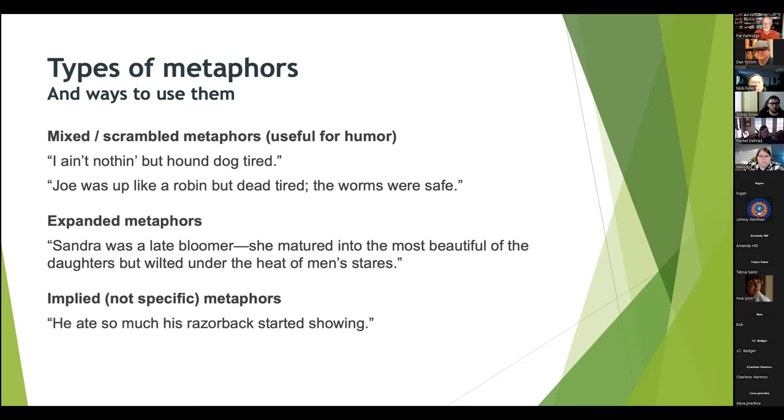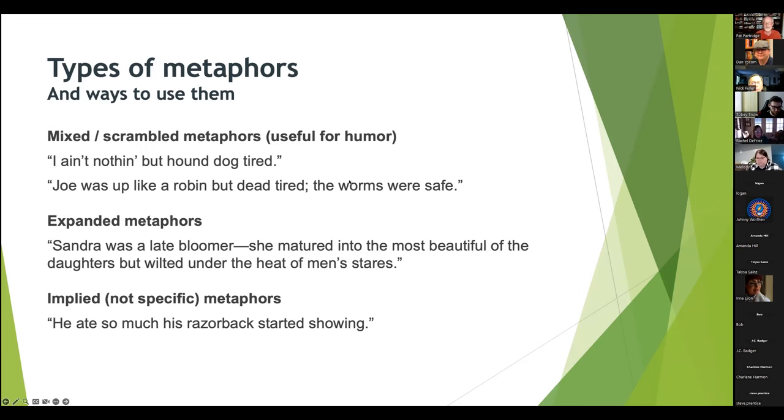It was an implied metaphor. He ate so much, his razorback started showing. Okay, who has trouble getting that? Or who would like me to explain that one? A razorback. Well, I know razorback is a type of pig. Right. I don't think it's a well-known enough thing. Yeah, I think it would have been better if he said he ate so much his boar was starting to show. His what? His boar, B-O-A-R, like a wild boar. Fair enough. That's why I call this one an implied one, because it was one step removed to make you work a little bit.